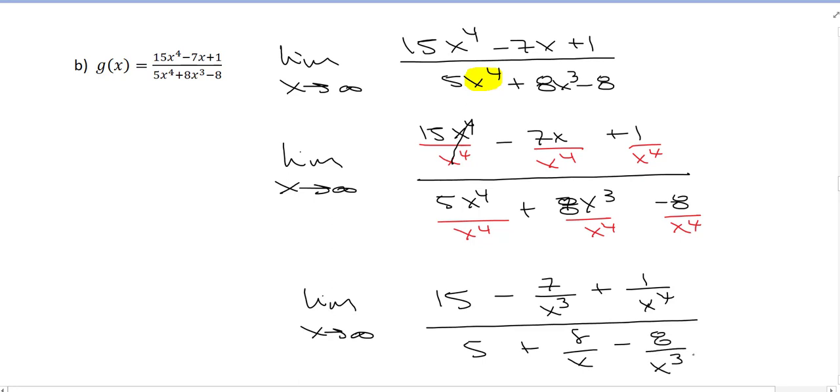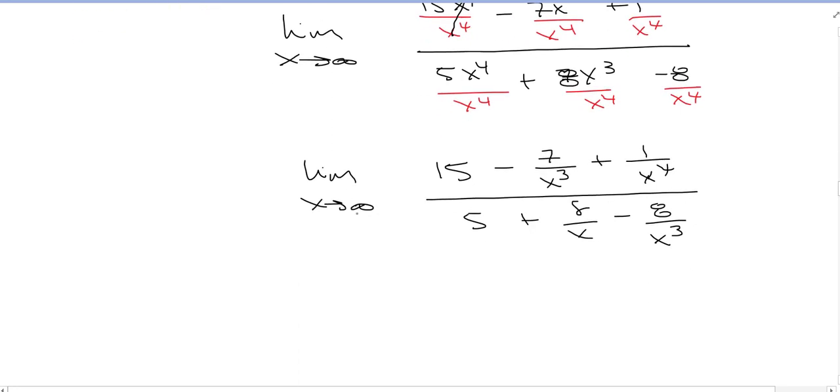Now, as x goes to infinity or negative infinity, anything that has an x in the denominator, what's going to happen to that? What happens to these guys? X is getting arbitrarily large, so think 100, 1,000, 10,000, 1 million. What is 7 over 1 million cubed? That's going to go to 0. What's 1 over 1 million to the 4th? That's going to go to 0. And so on. So anytime there's an x in the denominator, and you're going to infinity or negative infinity, that's going to go to 0. So we're left with 15 over 5, which is 3.